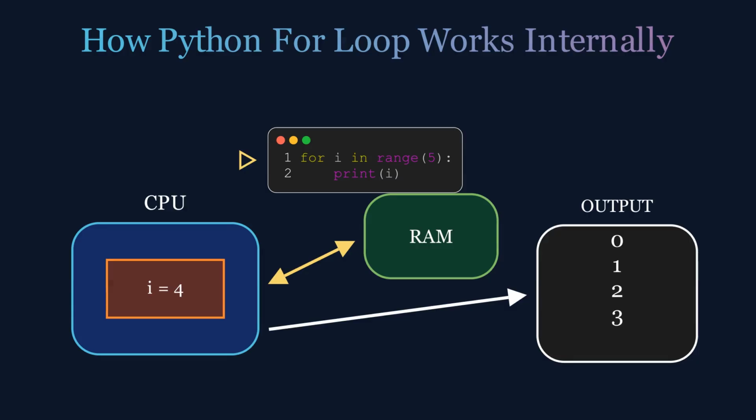The CPU sets the value of i to 4 inside the register. The value is stored in RAM. The CPU loads the value from RAM into the register. Then the CPU sends the value to the output terminal.